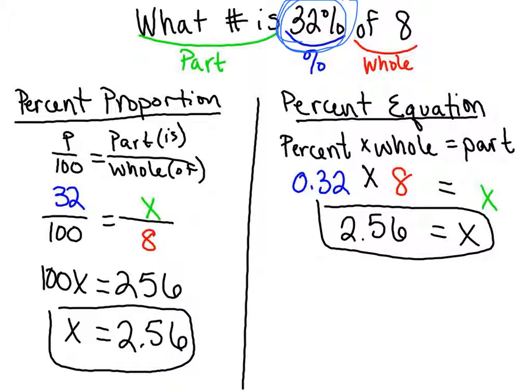Once I eliminate that and write it as 32 over 100, I can focus on the other number that's listed. And it says of 8. Well, of represents my whole number, which is why 8 is written in my denominator. And then the word what represents something that we don't know quite yet. What number is 32% of 8? So of 8, we're looking for the part here. We're looking for the portion of 8 that represents 32%.